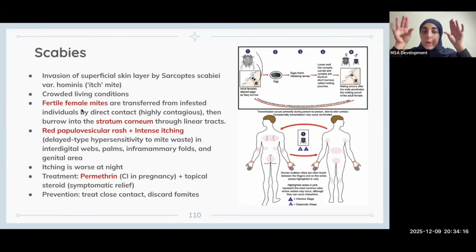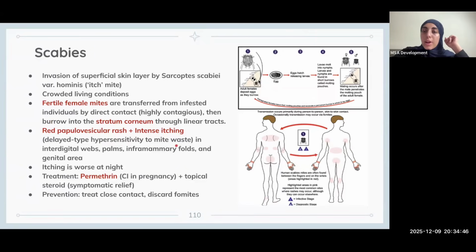And specifically, where does it burrow? Into the stratum corneum, which is the most superficial layer of the epidermis. So stratum corneum. It's very superficial, okay? And basically, when it burrows in, you get these red papulovesicular rash, and it's very itchy. There's intense itching. And the reason for the itching is because there's a hypersensitivity reaction to the mite waste.